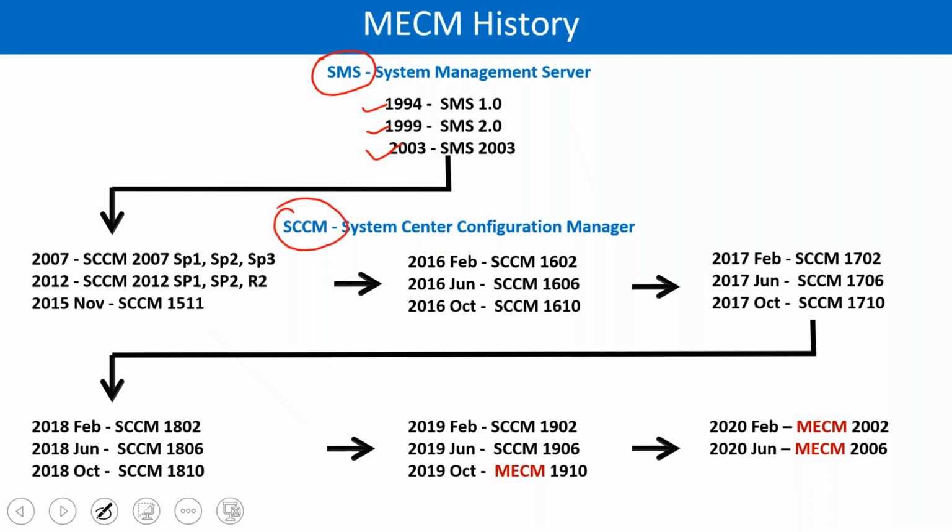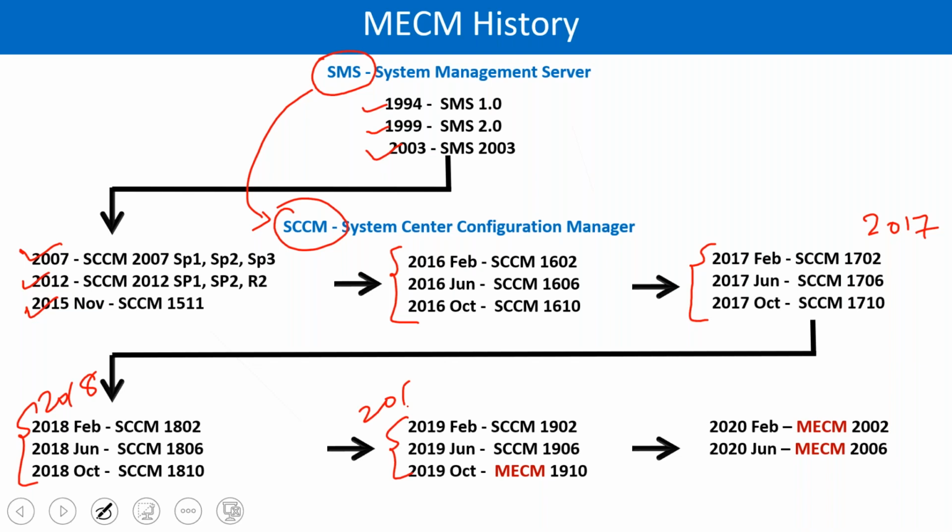Then in 2007, they changed the name from SMS to SCCM, System Center Configuration Manager. SCCM 2007, SCCM 2012, then SCCM 1511. These are the three versions released in the year 2016. These three versions released in the year 2017, right? These three versions in the year 2018. These three versions in the year 2019.